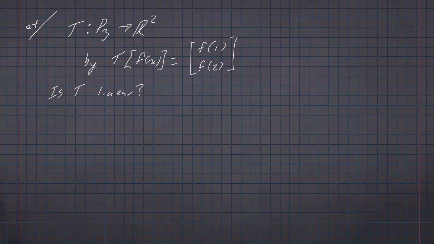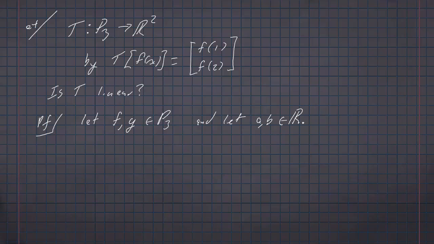To show that something is or is not a linear transformation, I'm going to call it a proof. Spoilers, this will be a linear transformation. But to show something is or is not a linear transformation, you want to take two vectors. In this case, we're looking at two functions. Call them f and g, put them in P3. And let's get two constants, call them a and b, put them in the real numbers.